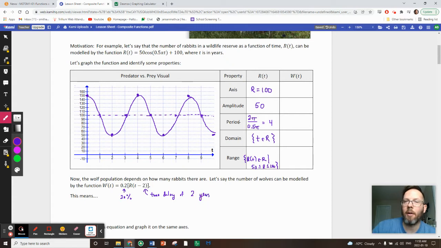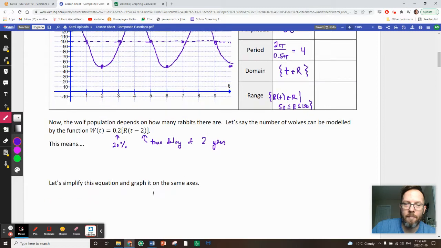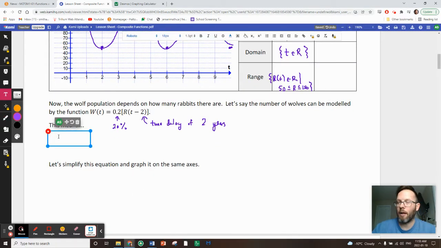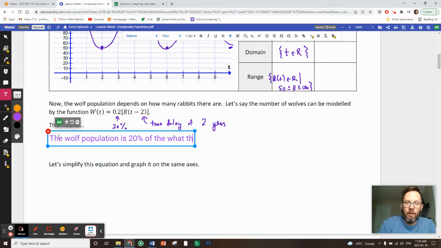I think I can zoom in a little bit on my handout to make my writing bigger. Yeah. Time delay of about 2 years. So putting that in words, the wolf population is 20% of what the rabbit population was 2 years prior.